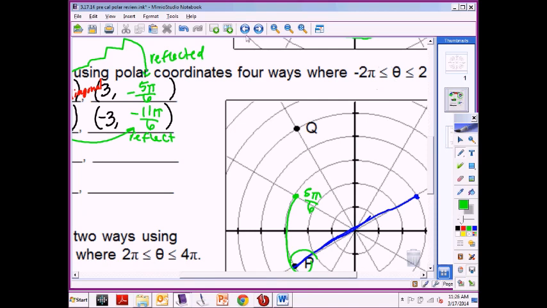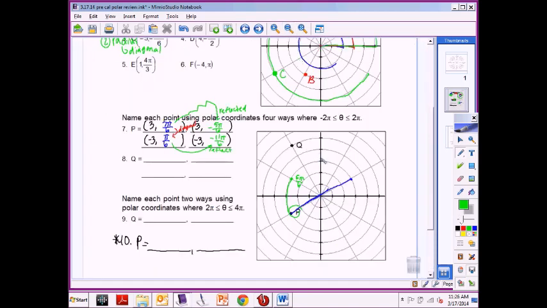Okay? If you don't like the reflecting, then you also could go diagonally. I can say if I'm at 5 pi over 6, when I go diagonally, I'm going to end up at 11 pi over 6. And it's negative because I reflected.